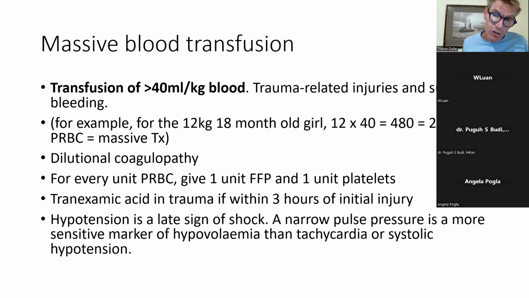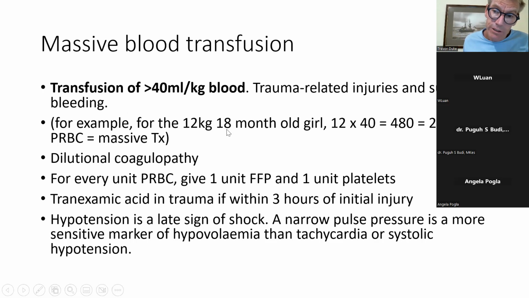I wanted to briefly touch on a concept that I'm not sure whether you're familiar with, but it's called a massive blood transfusion. And this really only occurs where you've got trauma-related injuries, where a child is bleeding a lot, or surgical bleeding, where there's a large bleed. This is different to the child I talked about before, who has a respiratory infection and has a hemoglobin of 5. That's a different situation. This is where a child's got hemorrhagic shock, and where they need a massive transfusion of blood.